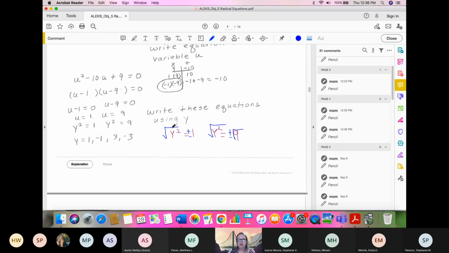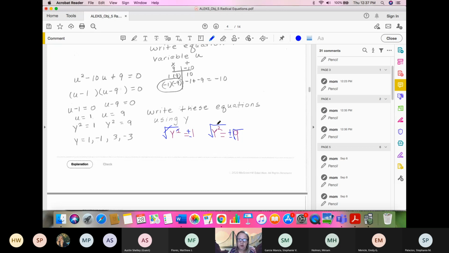Square rooting undoes squaring. So this undoes this. So we're just left with a y there. So y equals plus or minus 1. You can see over here, y equals plus 1, which is 1. Y equals negative 1. And putting the commas where we need them.